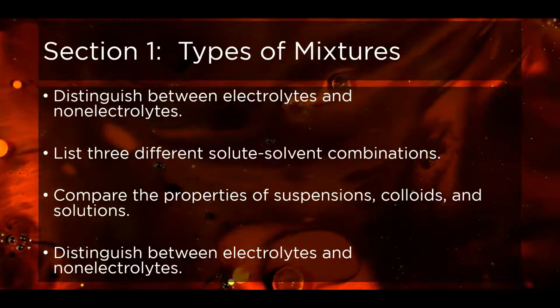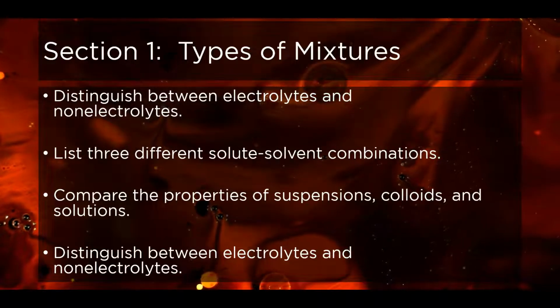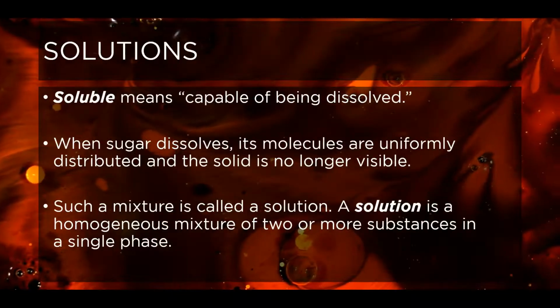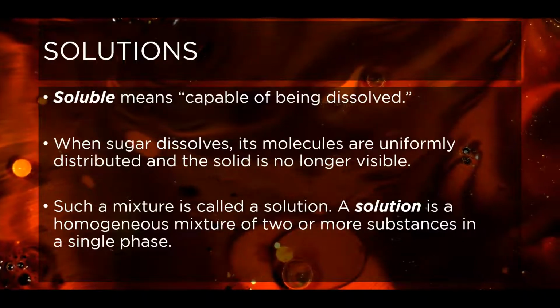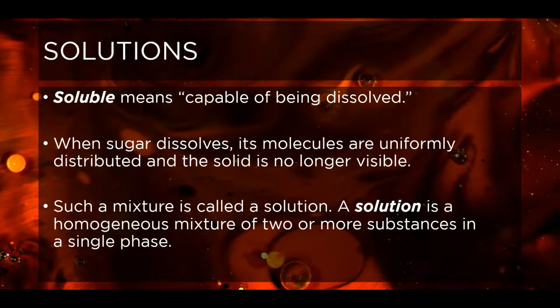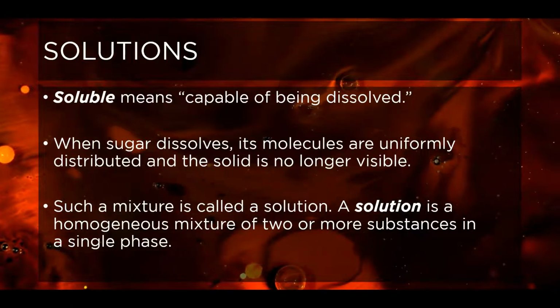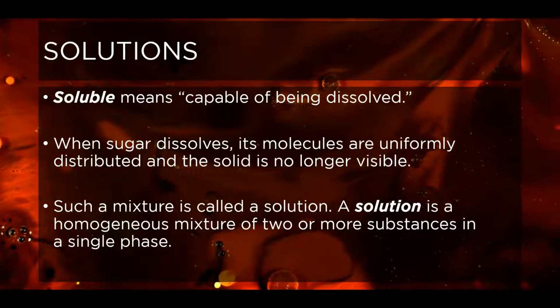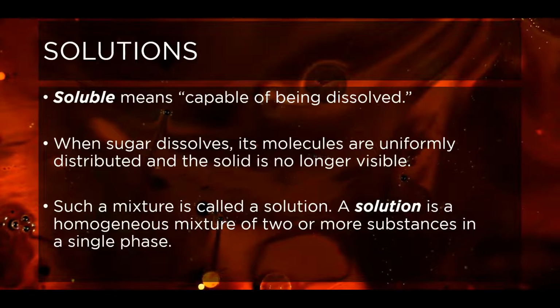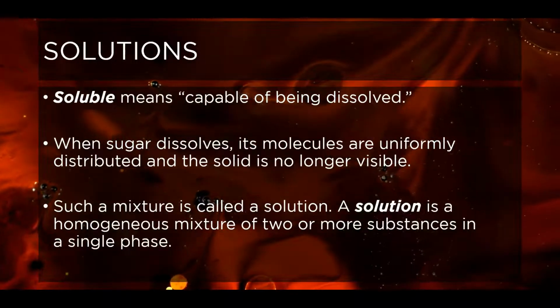There's three types we're going to define. And those are the suspensions, colloids, and solutions. First off, we want to define soluble, which means it's able to be dissolved. As you know, some things like sugar dissolve quite easily when you have water, for instance, but then sand does not dissolve very well at all. The sugar example would represent a solution.